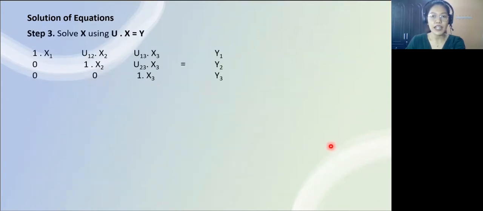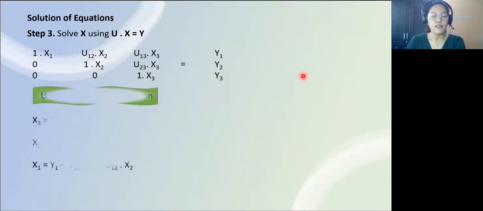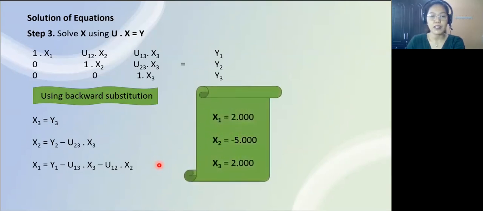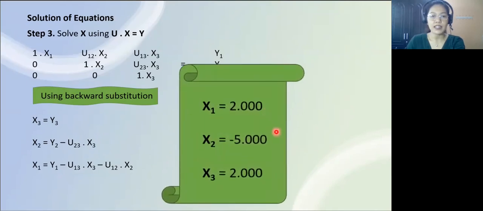Lastly, solving for the unknown x's, we will be using the formula U times x equals to y. From the previous step, we used a forward substitution. And now, for this, using the backward substitution, we will arrive to the following equations for x3, x2, and x1. Again, substituting the values in the equation, we will have x1 is equals to 2, x2 is equals to negative 5, and x3 is equals to 2. Again, we can verify these answers during the program execution.